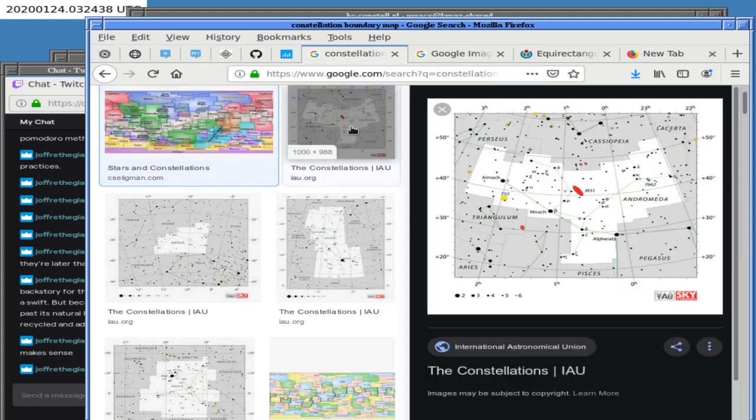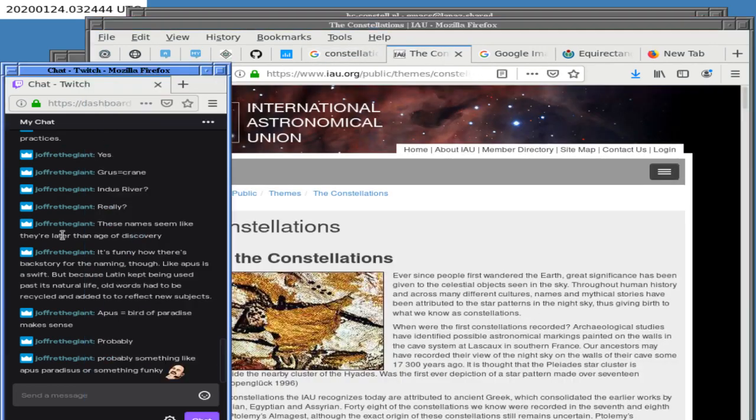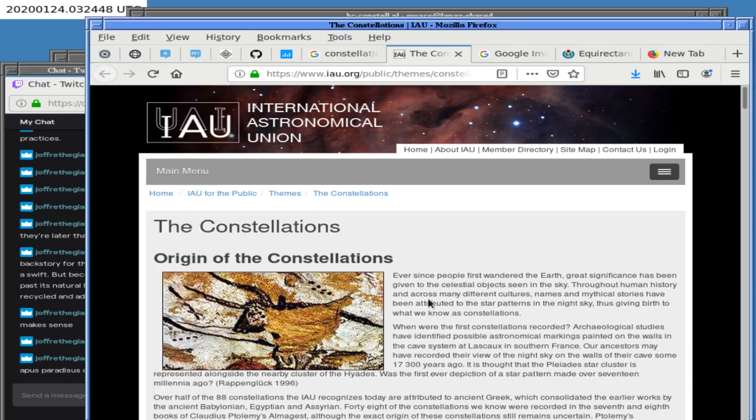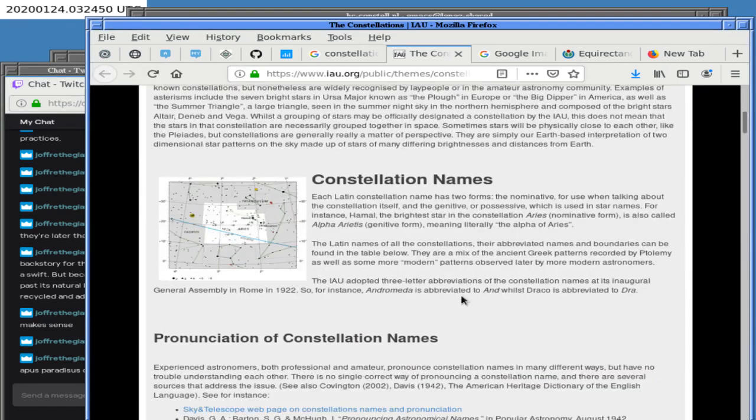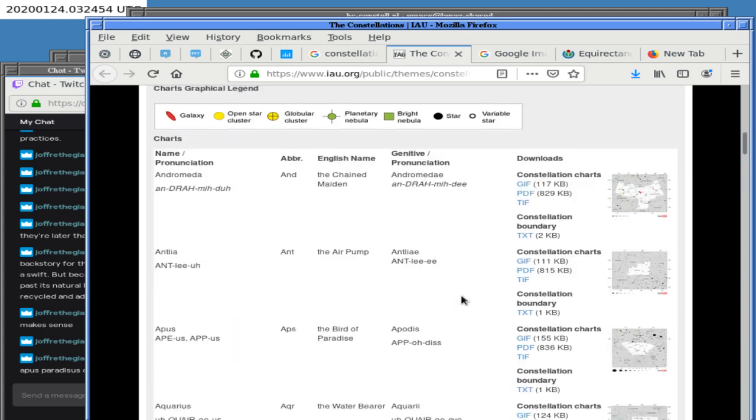Oh yeah, sorry, it's the International Astronomical Union that has this page on constellations. There it is. Yes, it was probably a longer name. So here is a list of all the constellations. The URL is right here, or it's on the IAU page, it's not that hard to find.